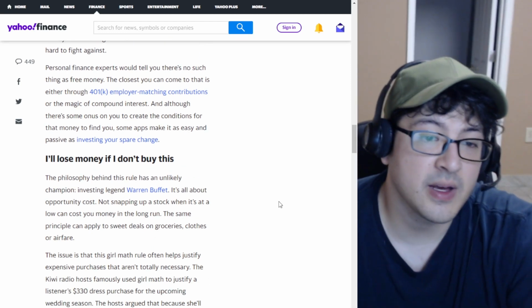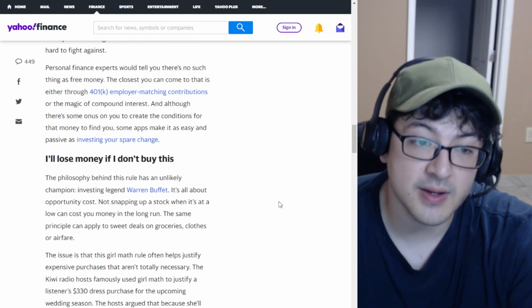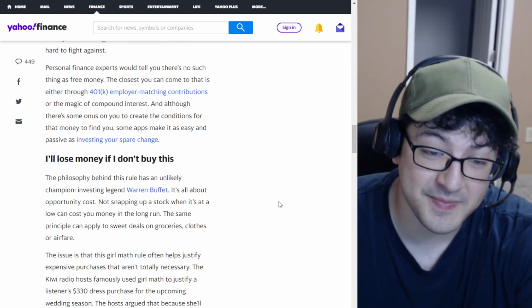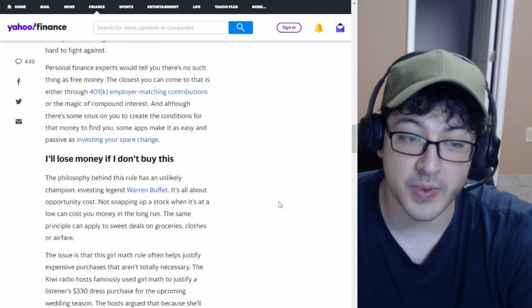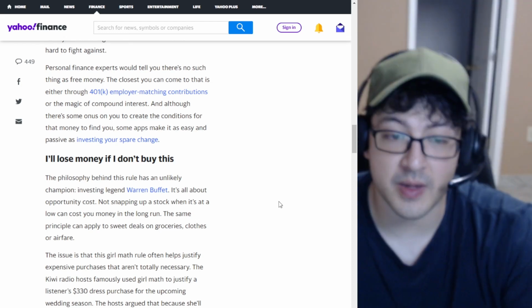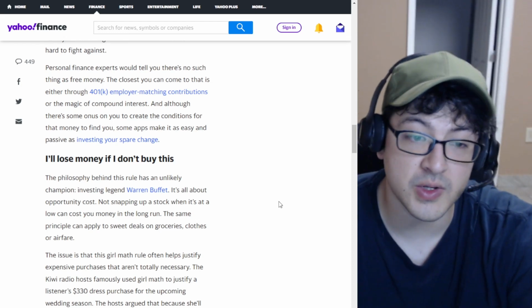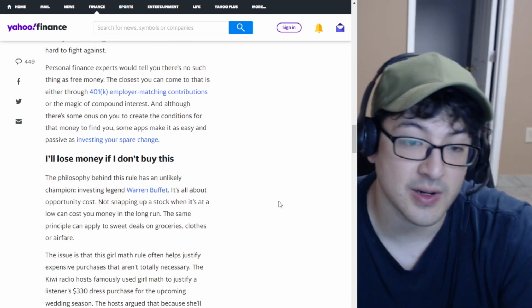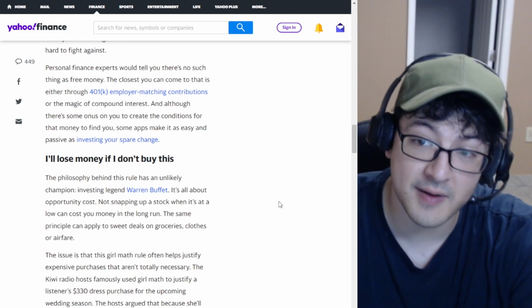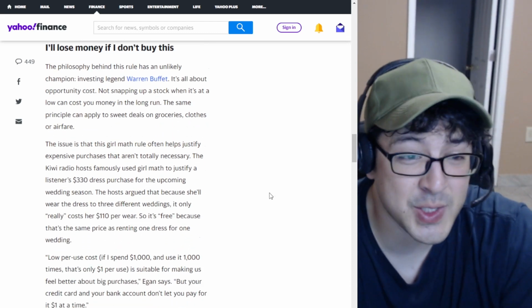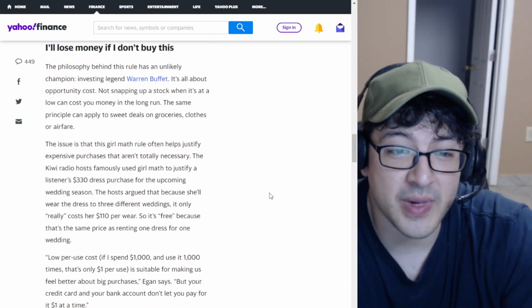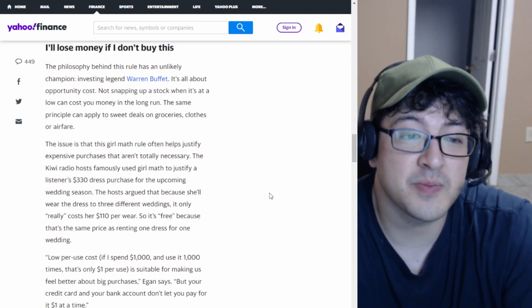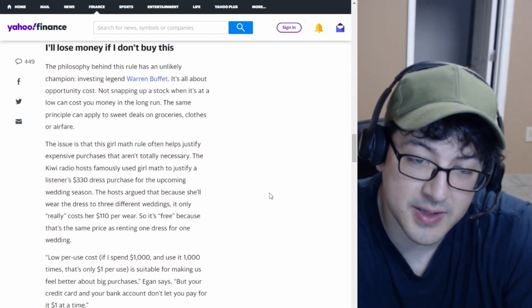So the philosophy behind this rule has an unlikely champion, investing legend Warren Buffett. It's all about opportunity cost. Not snapping up a stock when it's at a low can cost you money in the long run. The same principle can apply to sweet deals on groceries, clothes, or airfare. The issue is that this girl math rule often helps justify expensive purchases that aren't totally necessary.